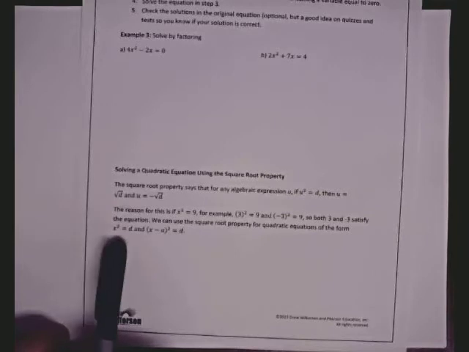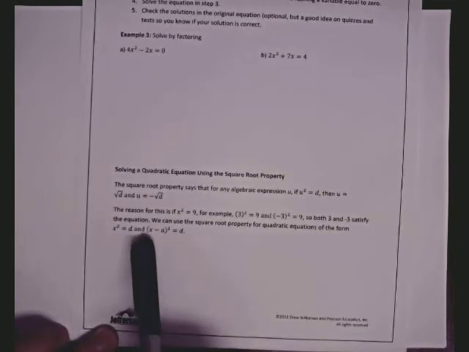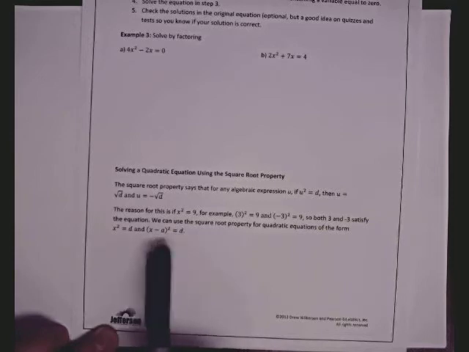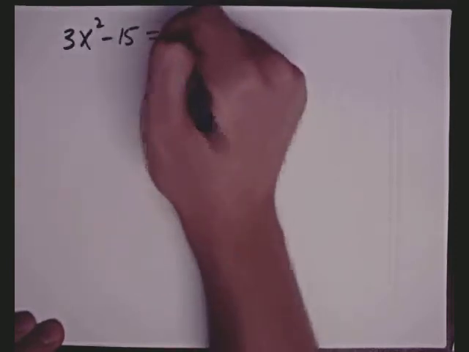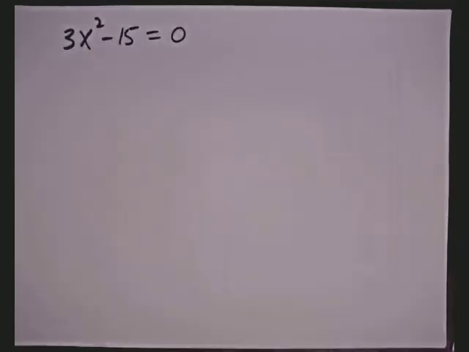So the square root property can be used for quadratic equations of the form x squared equals d, or if you have (x minus a) squared equals d. Either one of those forms you can use the square root property. Okay, so example number 4a: 3x squared minus 15 equals 0. First, how do I know I can use this method? Well, I don't have an x term, just an x squared and a constant. So that's my giveaway that I can use the square root property.